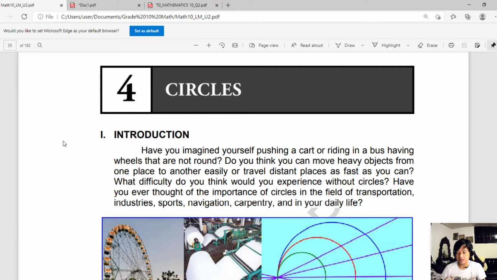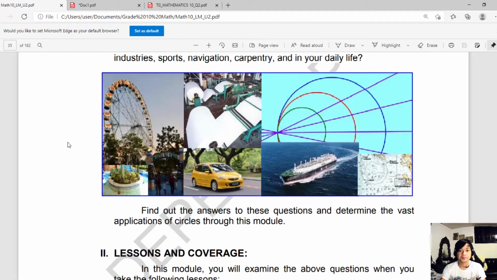Geometrically speaking, as you remember, a circle is a set of all points in a plane that is equidistant from a given point, and that distance is called radius. So in this video we will discuss terms that are related to circles. So let's start.